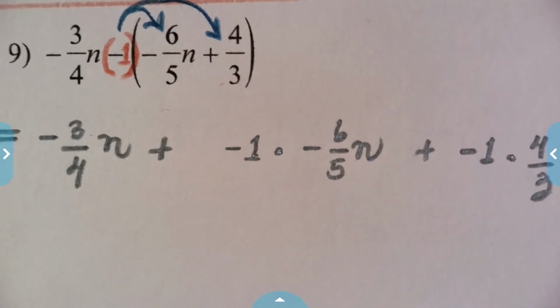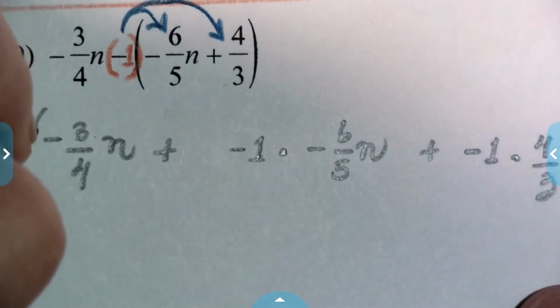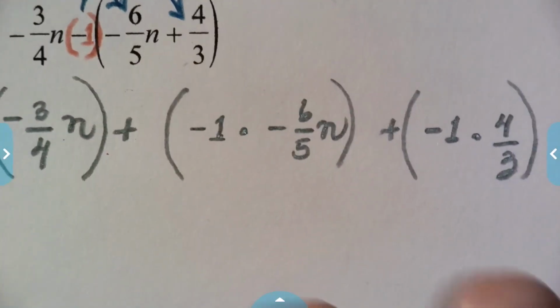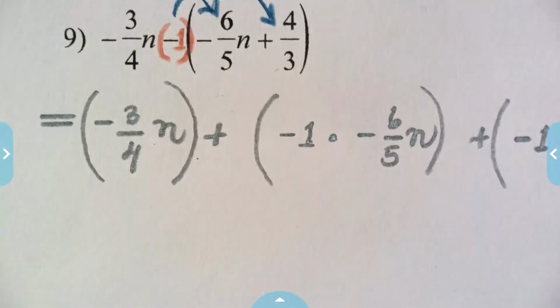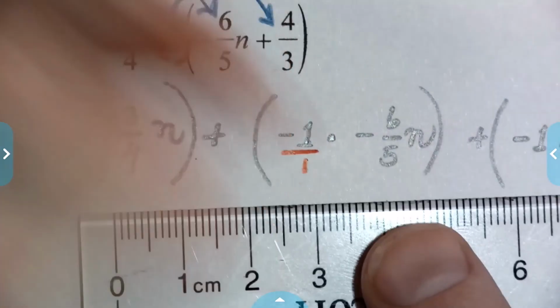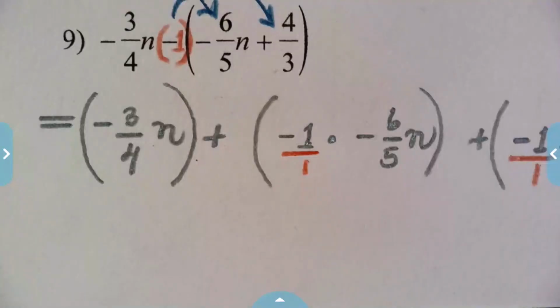Okay, and so let's group all this stuff. So we'll group this by itself, this by itself, and this by itself. It's almost like 3 separate problems. So nothing's happening here. Just forget that for a second. Remember, you can write this over 1. Okay, so that'll help.